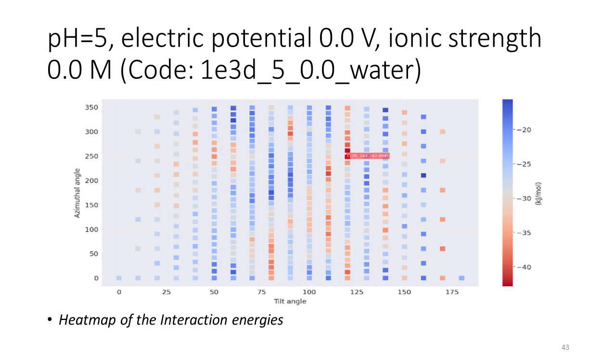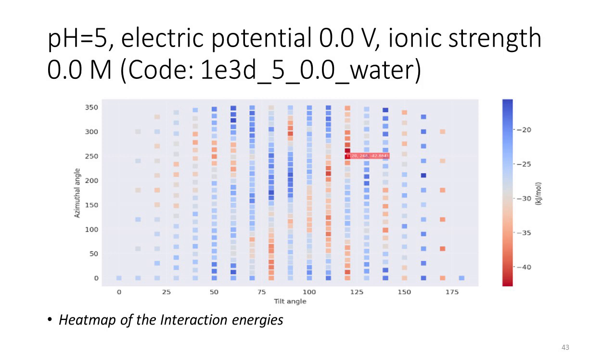If all the values are negative, that is good, because that means that the protein is absorbed on the surface of the electrode. There is no dominant orientation; as you can see, it's very homogeneous. Maybe there are some patterns, and I'm going to discuss them in more detail in the next slides.